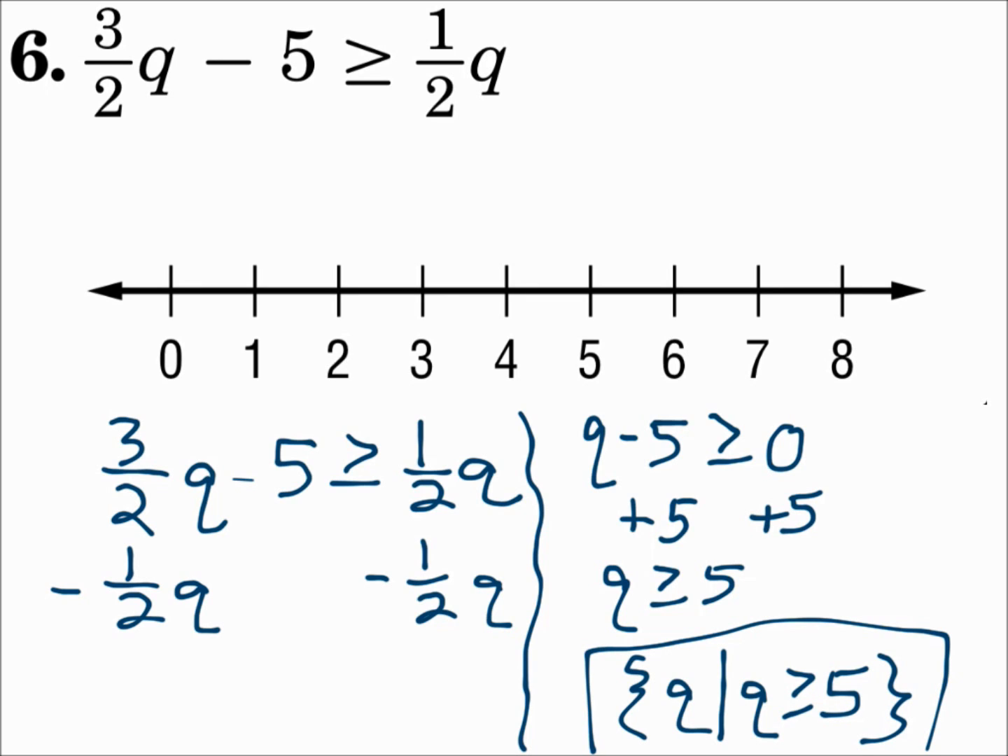5 is the important number. Q is equal to it, so it's a closed circle. And it's greater than, so it's shaded to the right.